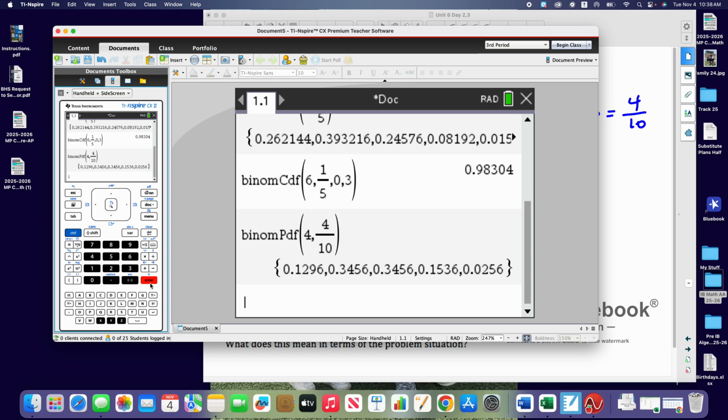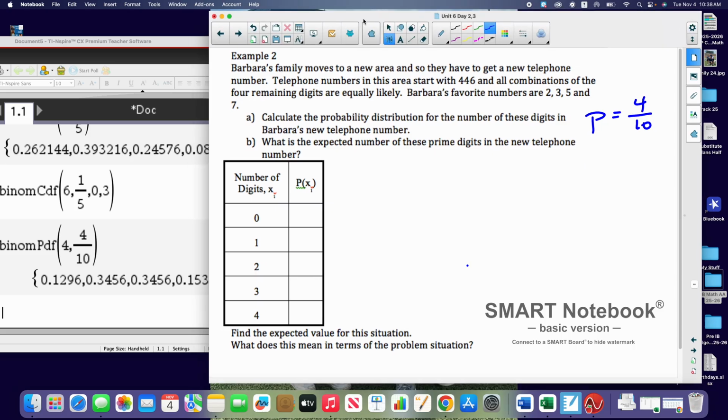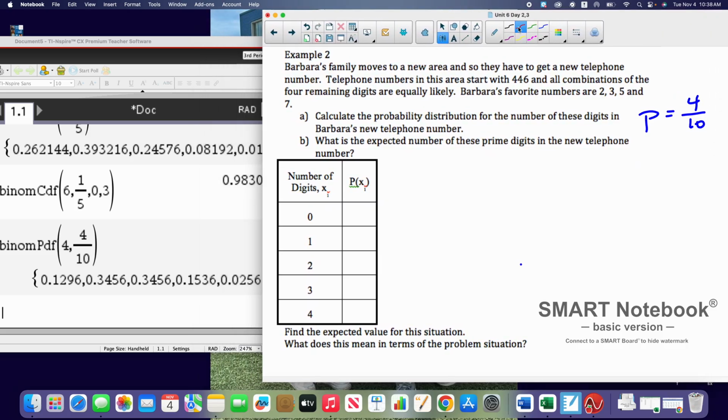Now, let me slide this over because I'm going to copy this into my table. And so if I were to do this, 0.1296, that's the probability that I have no successes. The 0.3456, that's the probability of 1. Happens to be the same thing for 2.